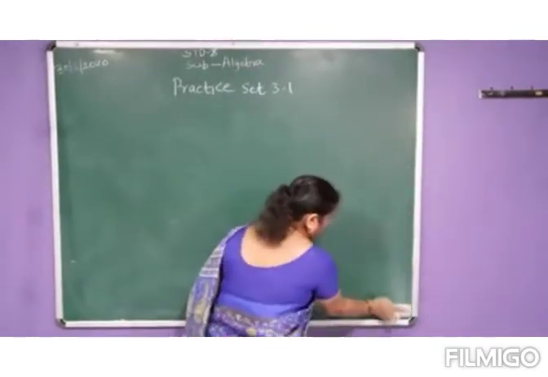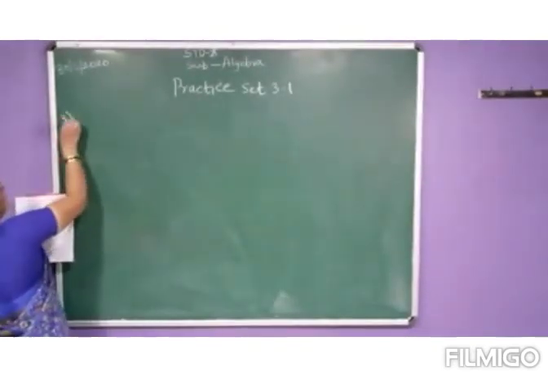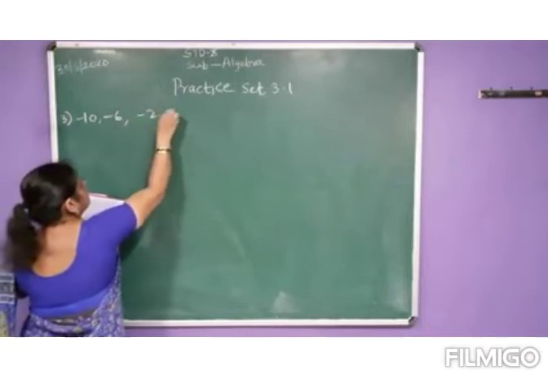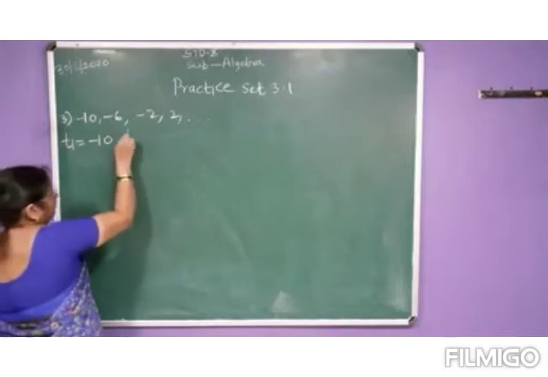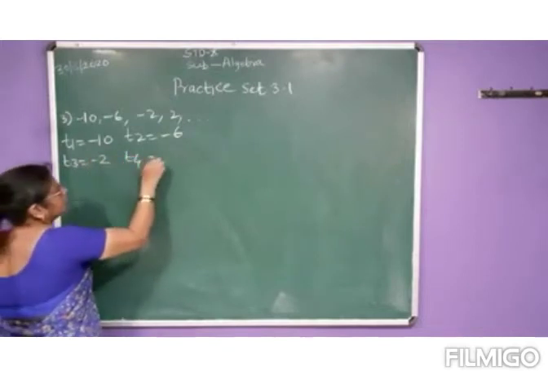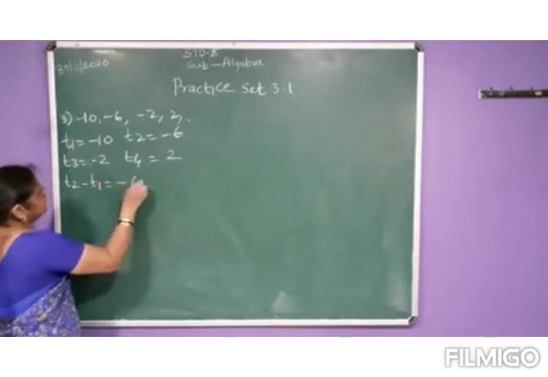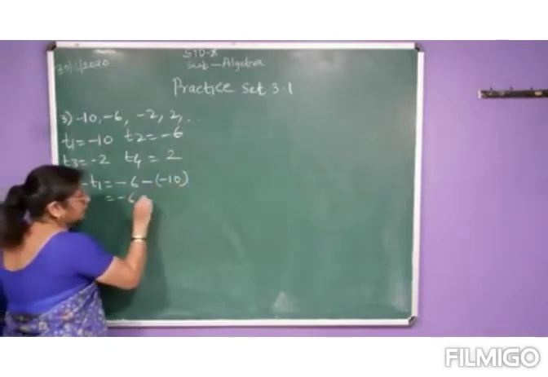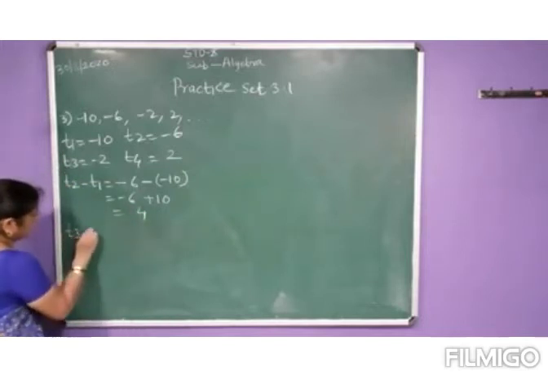Now we will go for the third question. The third one is minus 10, minus 6, minus 2, like that. Okay. Now we will write down T1. T1 is minus 10. T2 is minus 6. T3 is minus 2. T4 is 2. Okay. Now we will find out T2 minus T1. Minus 6 minus T1, which is minus 10, so minus 6 plus 10. Minus minus will become plus. So what answer you got here? Plus 4.